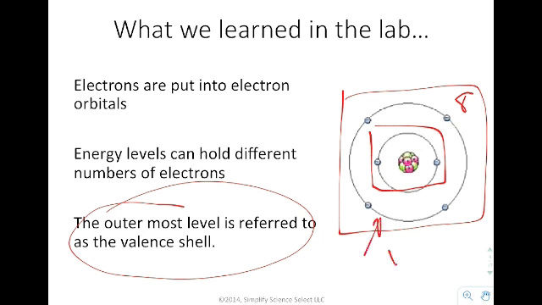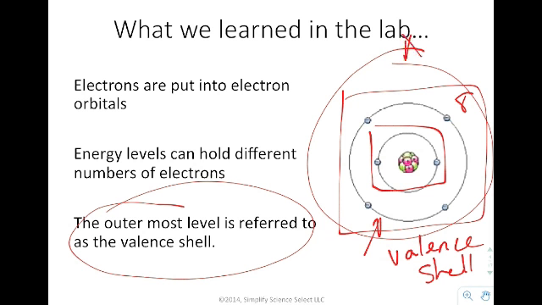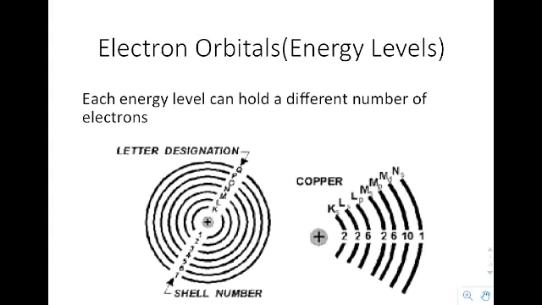So for example, in this one, the second shell is referred to as the valence shell. If I were to add a third one, then this one would be referred to as the valence shell. The outermost level is referred to as the valence shell. So, electron orbitals and energy levels.